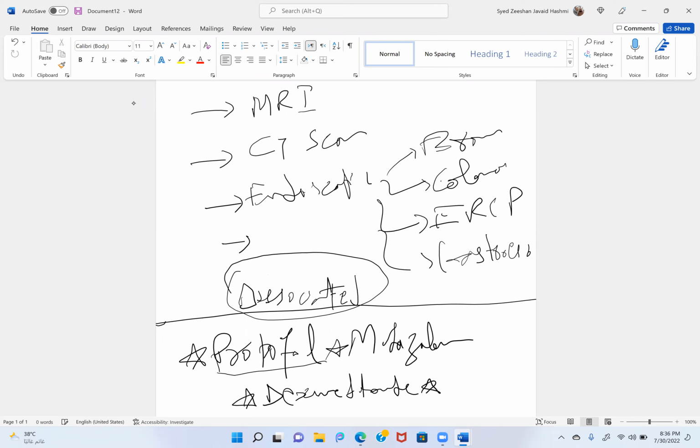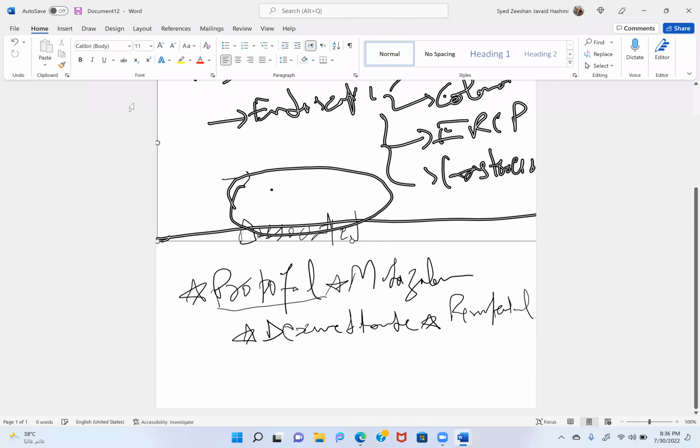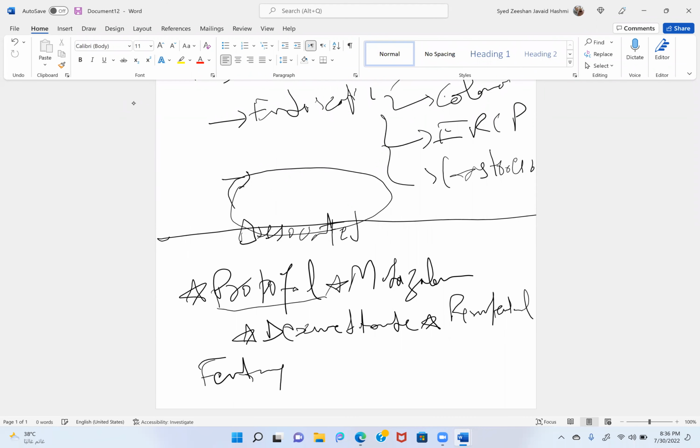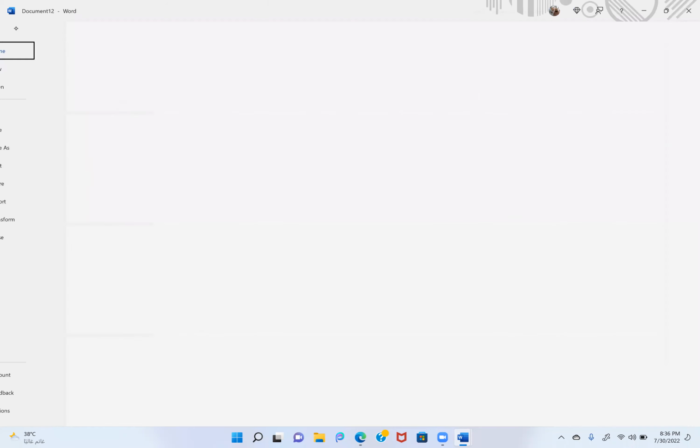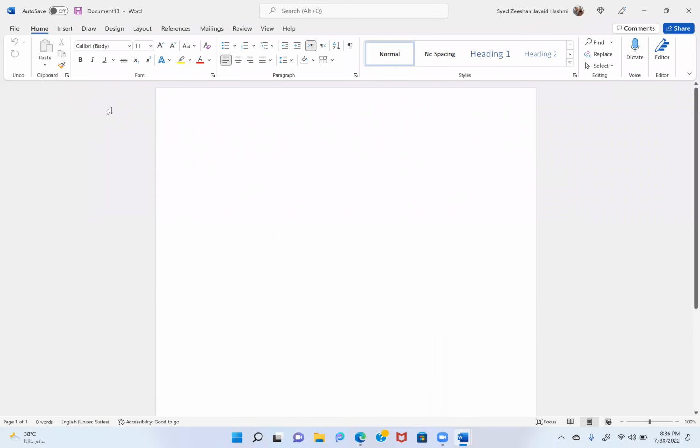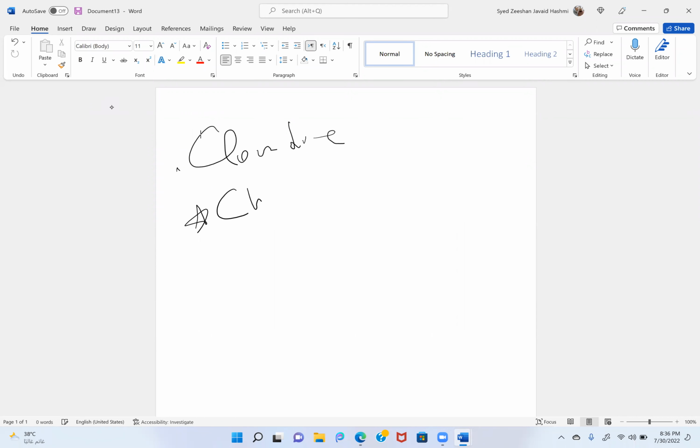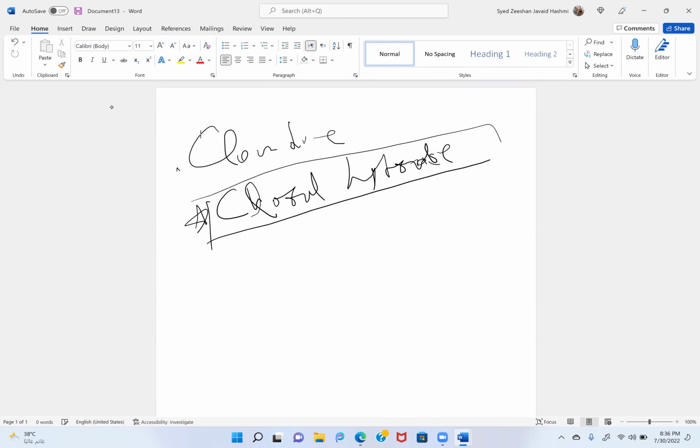What else? Remifentanil. Fentanyl. And ketamine, as I told you. What else can be used? Any other medication? Before, they used chloral hydrate, the medication used in pediatric patients. I have never used it myself, but I have heard that they use chloral hydrate to sedate the patient.